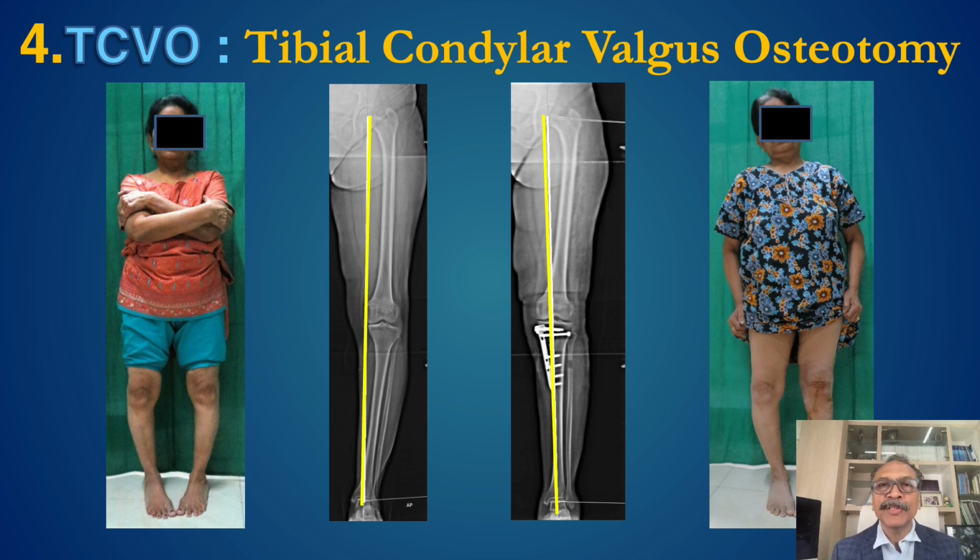You probably have not heard of them, but there's always a beginning. So this is the Tibial Condylar Valgus Osteotomy, the intra-articular. All of these are intra-articular osteotomies. The TCVO is an intra-articular osteotomy fixed with a plate.